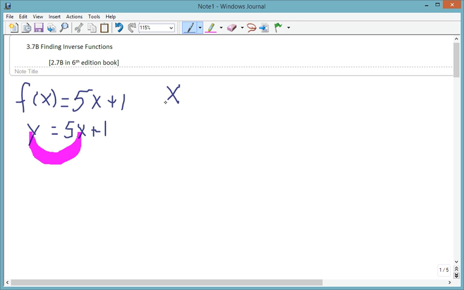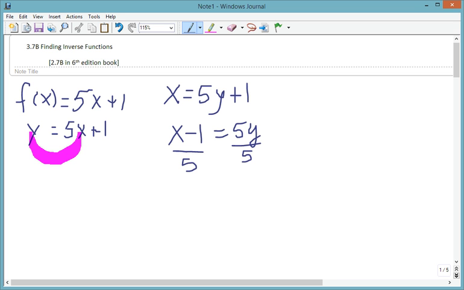So now I've got x equals 5y plus 1. I just switched places, x and y. And now I just need to write it in function form. That means I'm going to solve for y. So first I'll subtract 1, and I'll divide by 5. So that is what y is equal to.